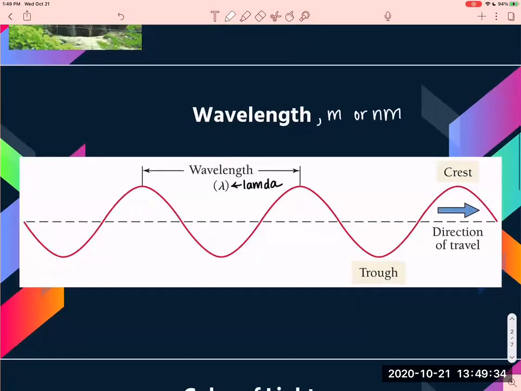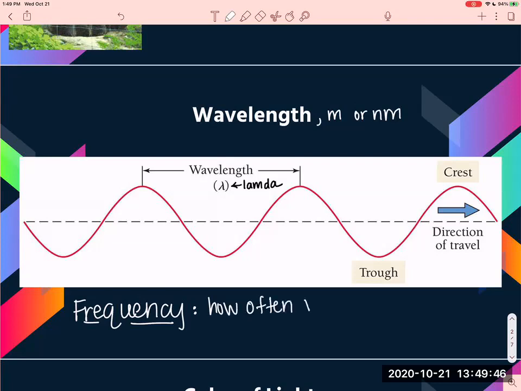There's another term that I think I accidentally took the slide out of, which is frequency. So your frequency is how often the wave moves through a single point.